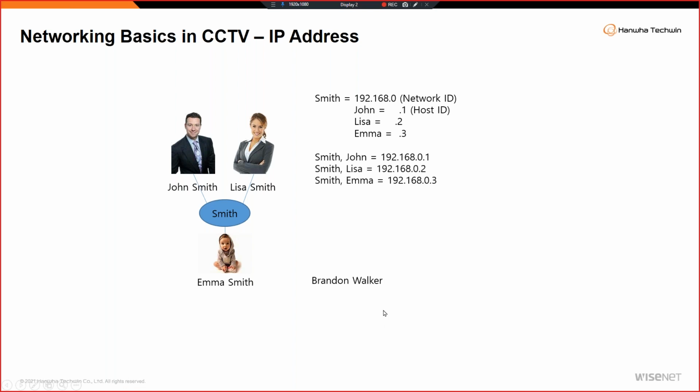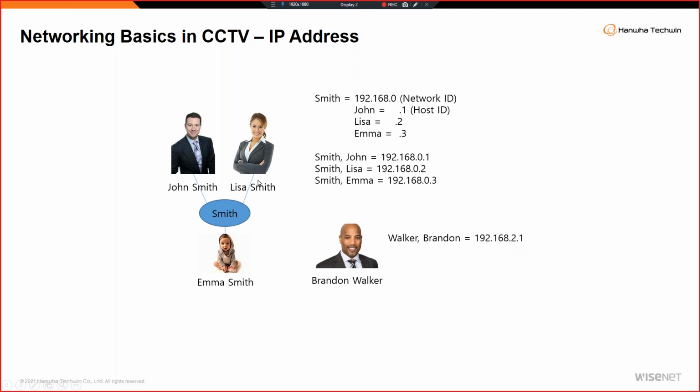Now let's say Brandon Walker is another person outside the family. His IP address is 192.168.2.1. So he belongs to a different family. Why? Because the network ID is different. It's not zero. Only if it is zero, it belongs to the Smith family. It belongs to the same network. So this guy is outside the network. Now, how do you know what is the network ID? How do you know the family name?